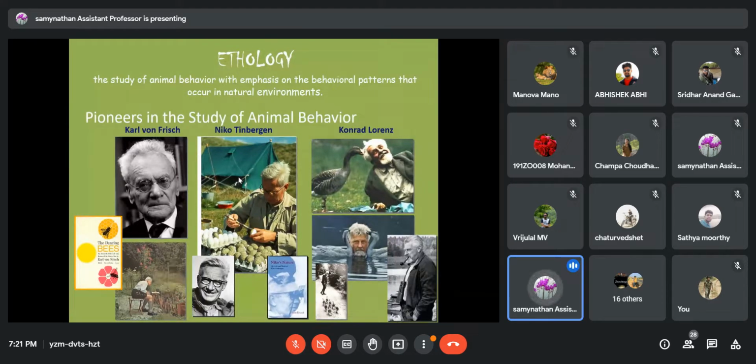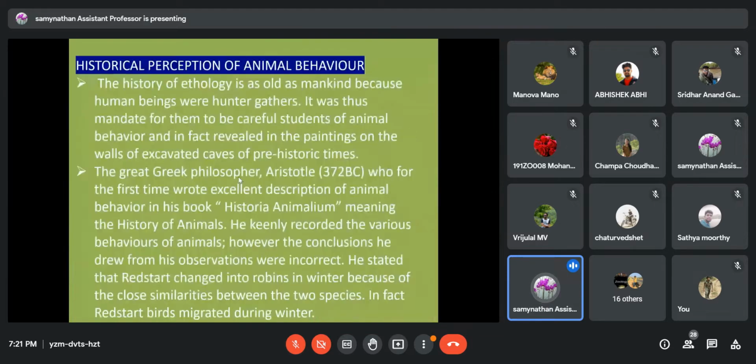Okay, next, the scientists and how they describe the ethology of animal behavior. The history of ethology is as old as mankind, because human beings were hunter-gatherers. It was thus mandatory for them to be careful students of animal behavior, and in fact they reveled in painting on the walls of excavated caves from prehistoric times.